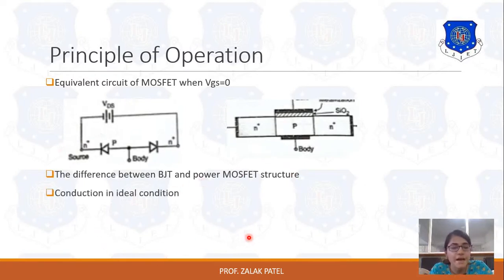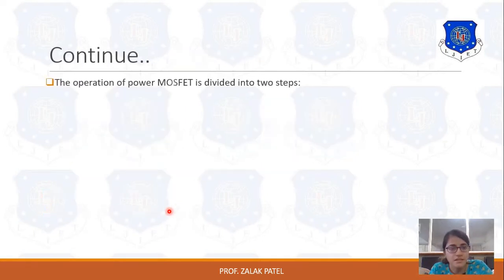Here conduction in ideal condition should be considered, which we will discuss in detail in the next slide, that how the conduction will take place. And the second operation is inversion layer creation. So let's start the discussion in detail. The operation of power MOSFET is basically divided into two stages. The first stage is the formation of depletion layer.